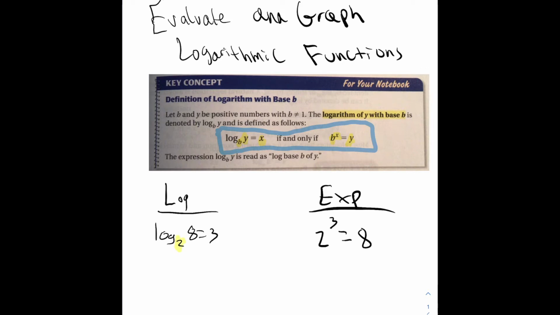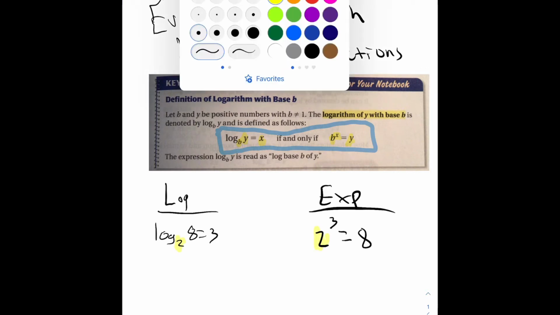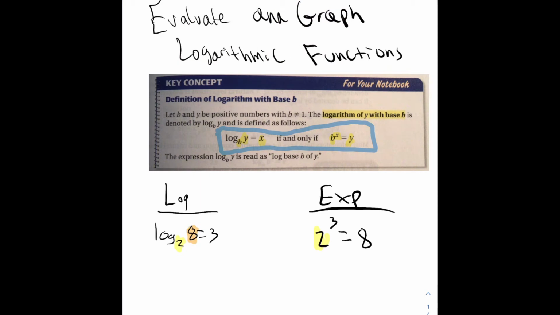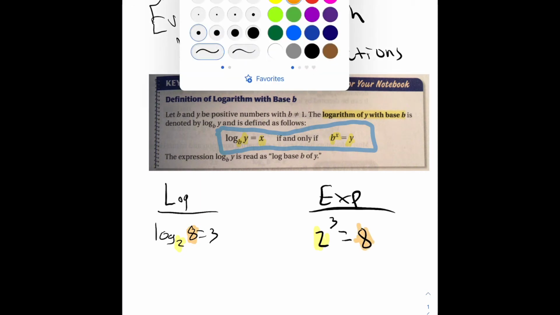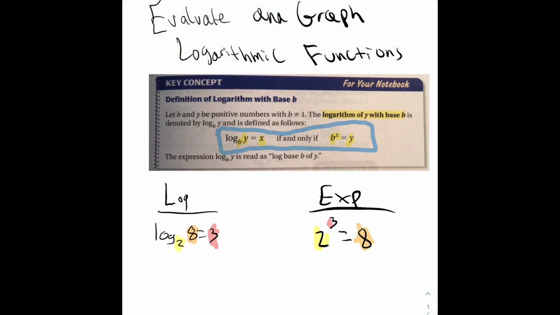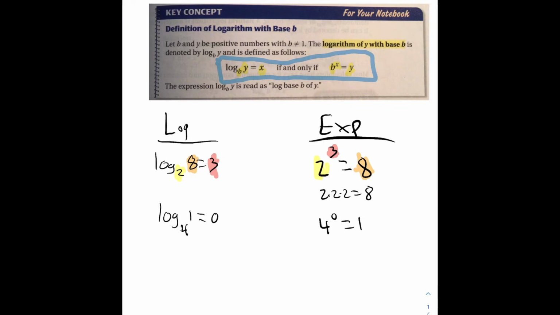8. So again, here's 2, here's 8, and then here's my 3 right here. And 2 to the third power, as we know, 2 times 2 times 2 does in fact equal 8. Couple other examples, log base 4 of 1 equals 0. Again, any exponent to the power of 0 equals 1. Log base 12 of 12 equals 1. 12 to the first power equals 12.